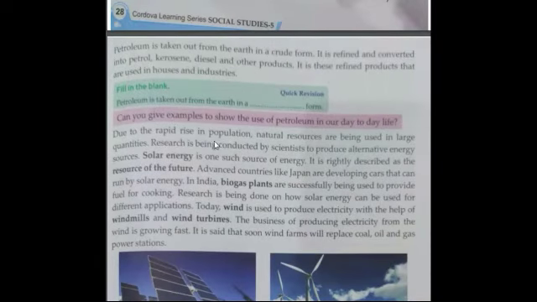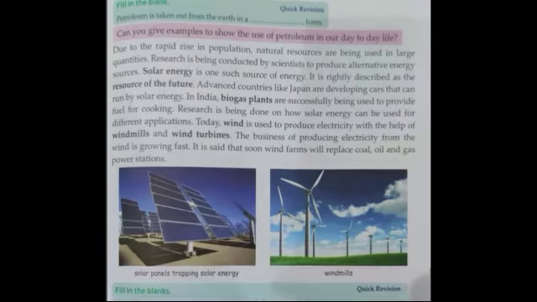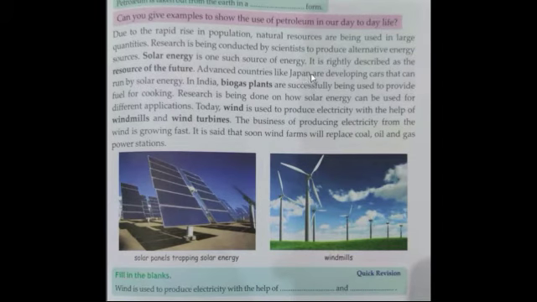Due to the rapid rise in population, natural resources are being used in large quantities. Research is being conducted by scientists to produce alternative energy sources. Solar energy is one such source of energy. It is rightly described as the resource of the future. Advanced countries like Japan are developing cars that can run by solar energy. In India, biogas plants are successfully being used to provide fuel for cooking. Research is being done on how solar energy can be used for different applications.